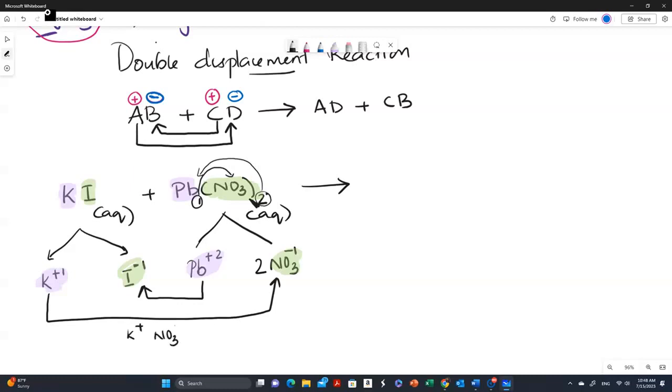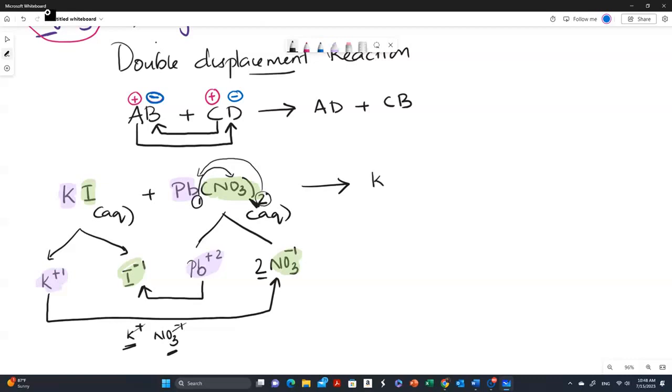Don't worry about that 2, okay? This is just because you have 2 NO3 at the end of the reaction. That means balancing might be needed for this equation. But if you just look at the cations and anions, you have +1, -1. They can easily cancel out.